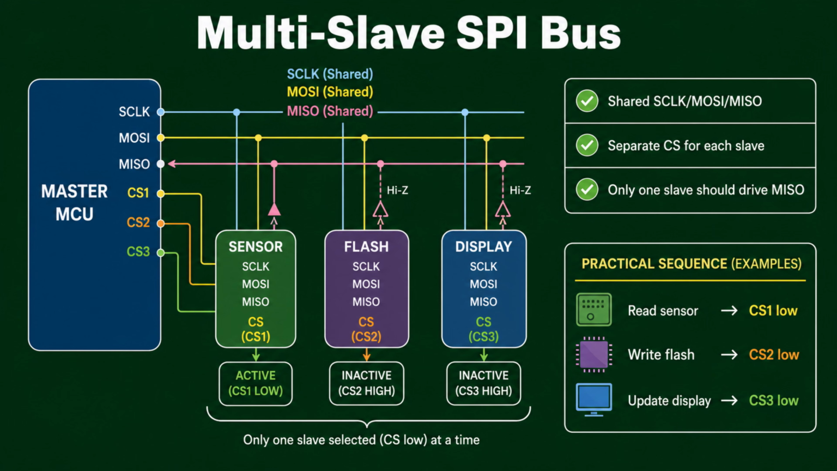To communicate with the sensor, the master pulls CS1 low, while keeping CS2 and CS3 high. Unselected slaves must place their MISO output in a high impedance state. This electrically disconnects them from the shared MISO line. If two slaves drive MISO at the same time, bus contention can occur. This can corrupt data and, in extreme cases, create excessive current between output drivers.